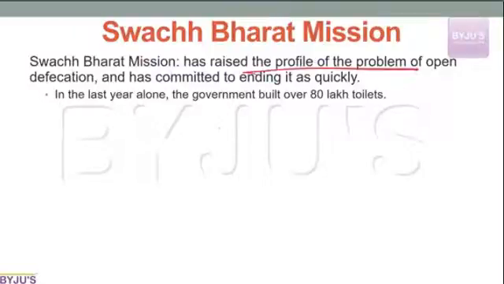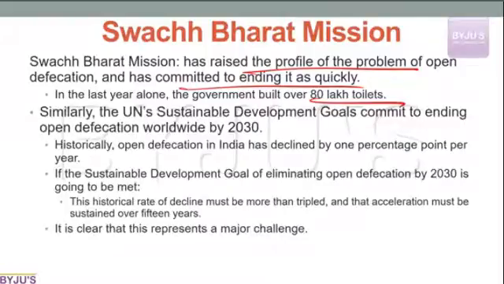And that is where Swachh Bharat mission comes in. So it has raised the profile of the problem and has committed to ending it quickly. 80 lakh toilets have been built. We also have to make it more behaviorally oriented. So UN Sustainable Development Goal is there, 2030 completion.